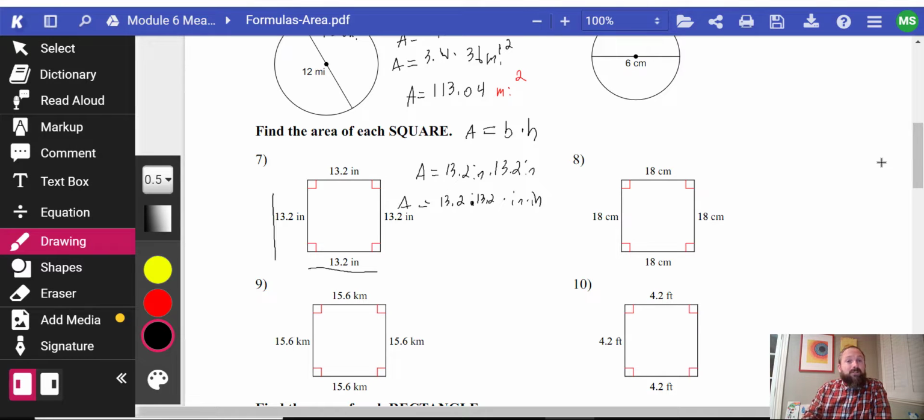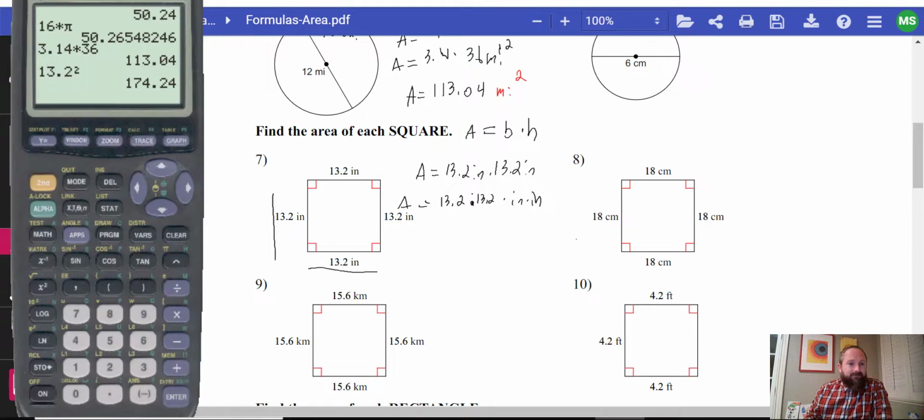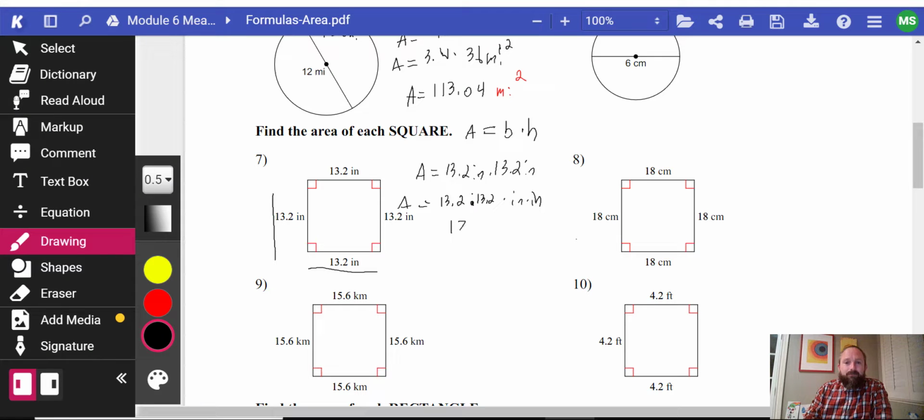What's 13.2 times 13.2? All right, it's going to be 174.24. Let's see if I'm right. 174.24.